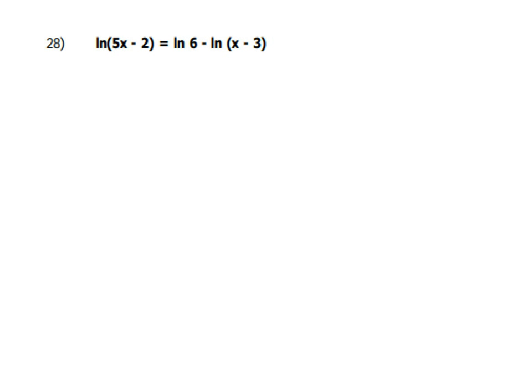Okay, this one has 3 logs in it. You got 1 log on the left and then 2 logs on the right, but the logs on the right are separated by a subtraction sign. So I can condense it down to a single log using the quotient rule. So the number in front is the numerator and the stuff behind the subtraction sign is the denominator.